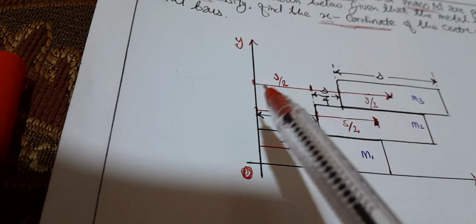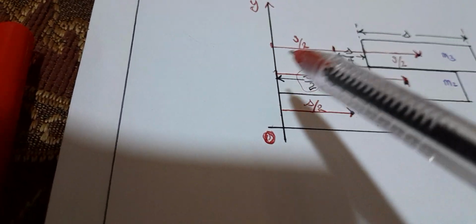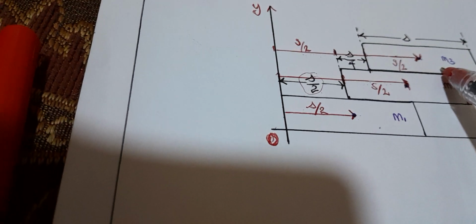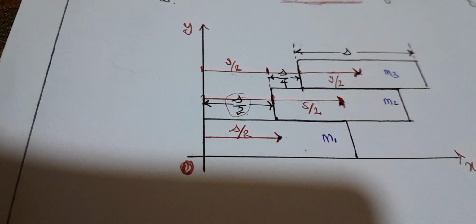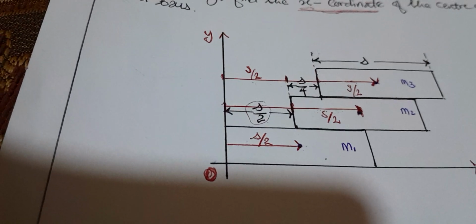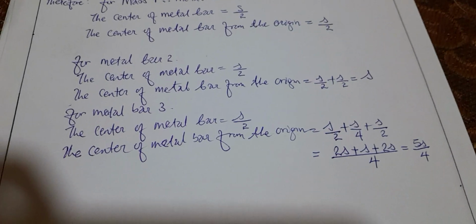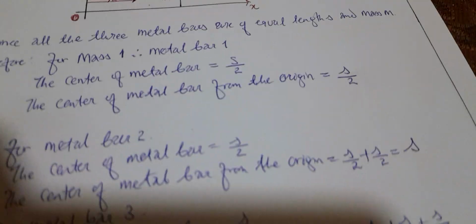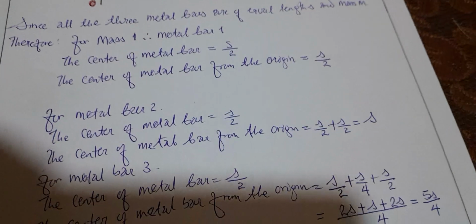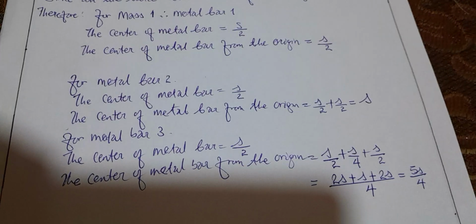For mass 2, the center of the mass from the origin is S over 2 plus S over 2. For M3, the center of the mass from the origin is S over 2 plus S over 4 plus S over 2. So let me write it down. Everything that has been said, I've put in equation form.